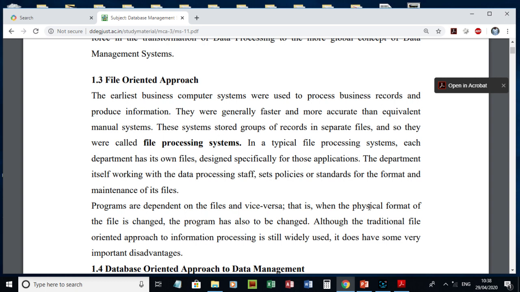They were generally faster and more accurate than the equivalent manual system. It's a fact. You and I will bear witness that using database management systems or computer systems to process data was more accurate than manual. I think the essence of even Excel, if we go to the history of Excel, was that a business student at Harvard University, I'm giving you the gist, go and find the name for me.